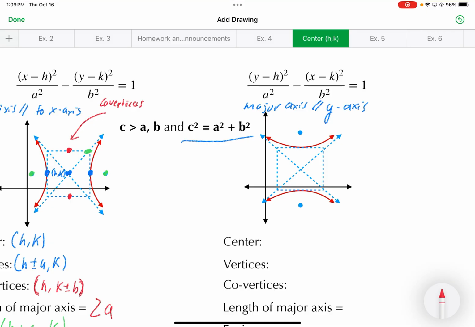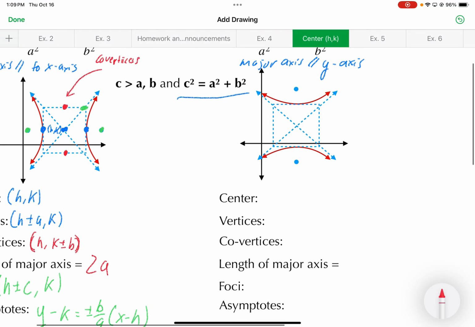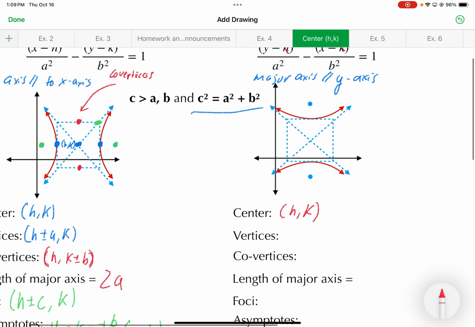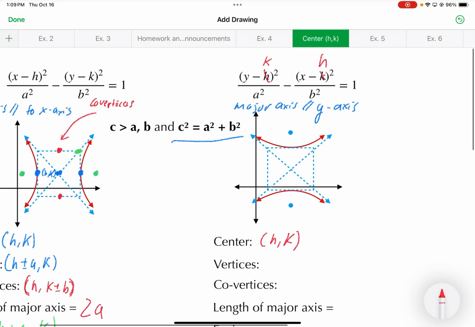H should always go with what coordinate? X. And then K should always go with Y. So, that got me. I'm sorry. So y minus k and then x minus h. I was going to change it before you guys walked in, but I'm like, wait, these guys already downloaded the file, so that would be pointless. My center is still at h and k. And then my vertices, sorry, I should leave that up so you guys can see exactly what that changes.